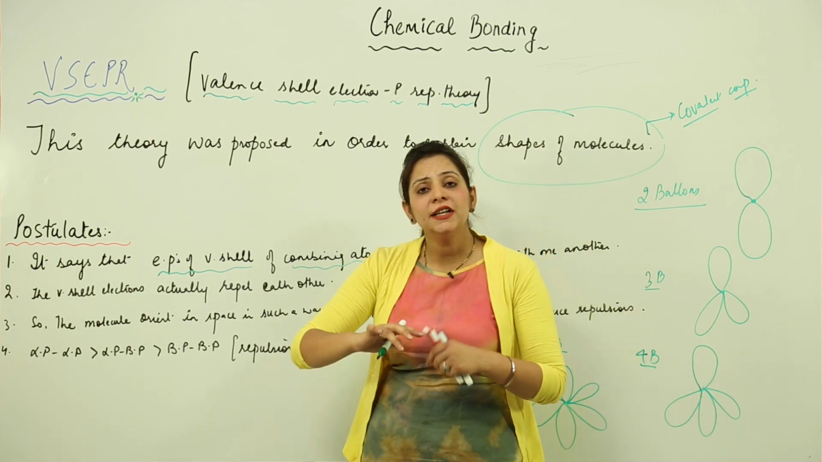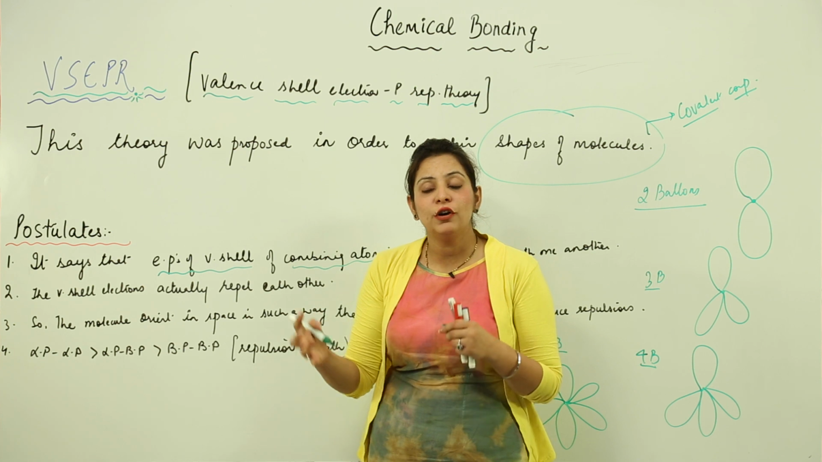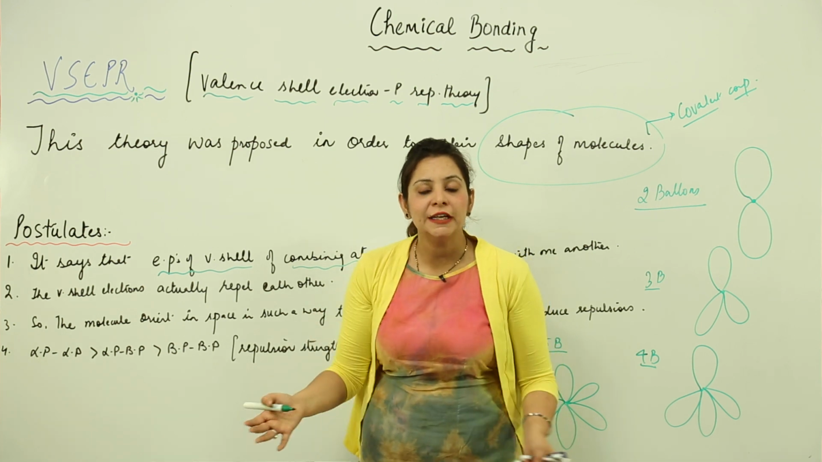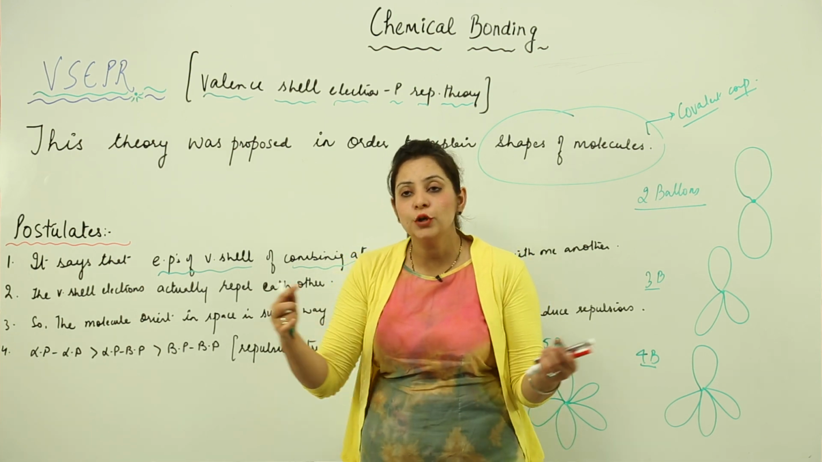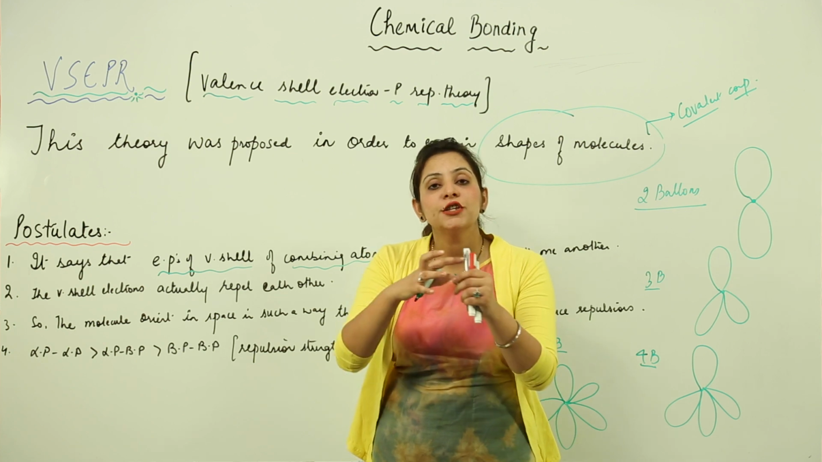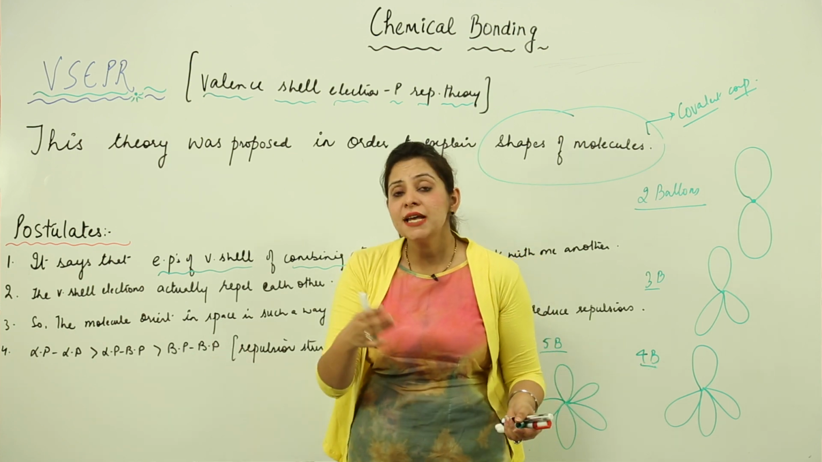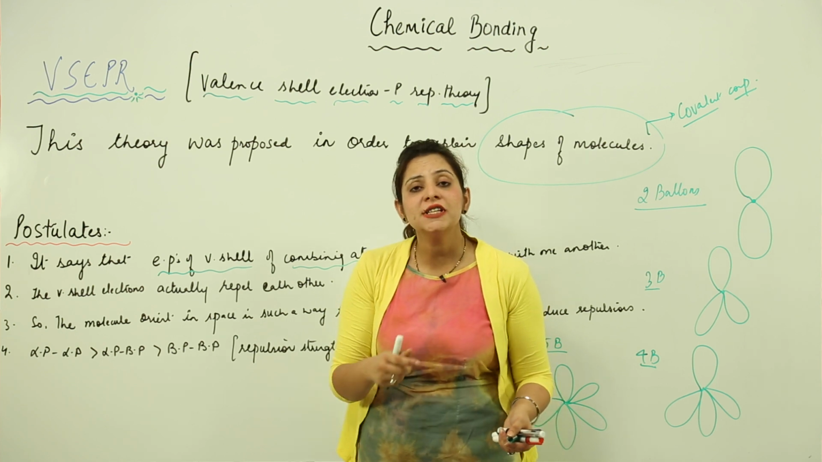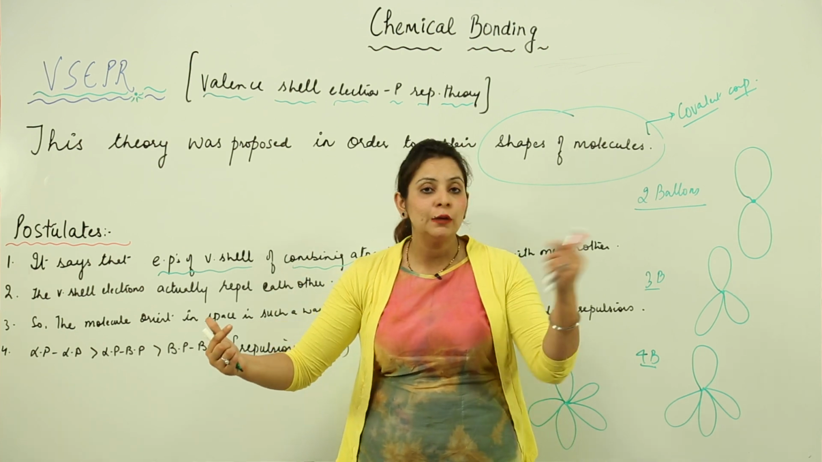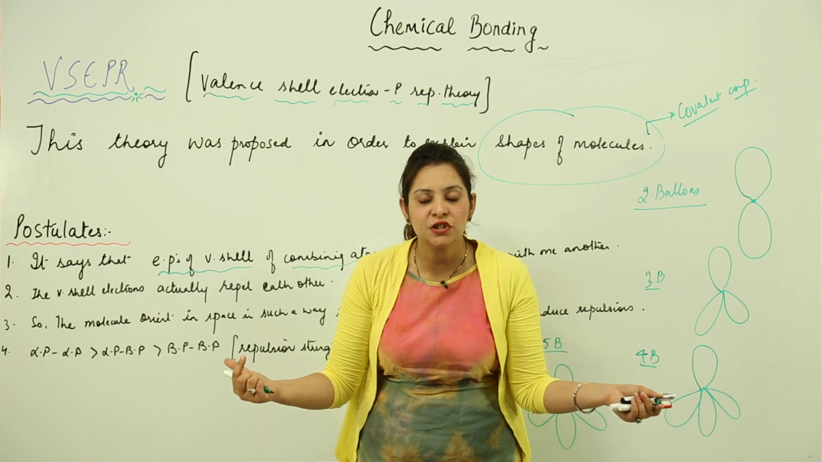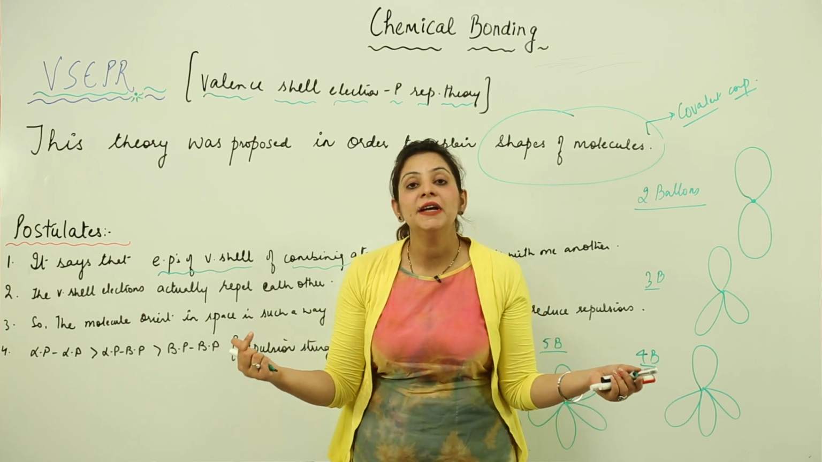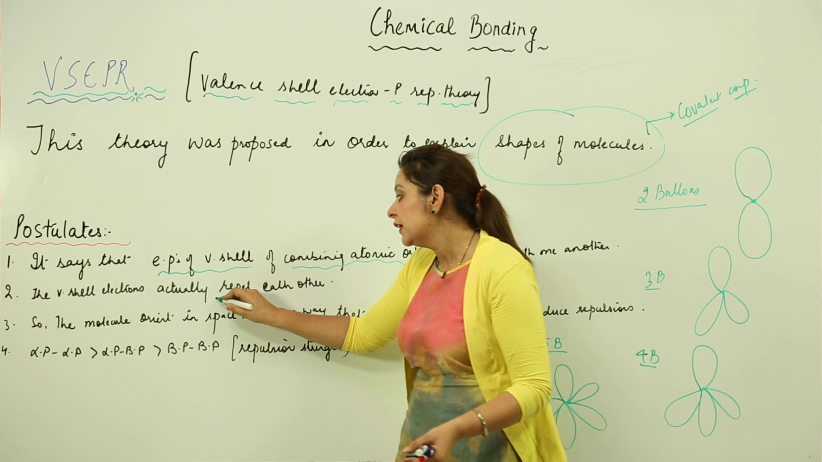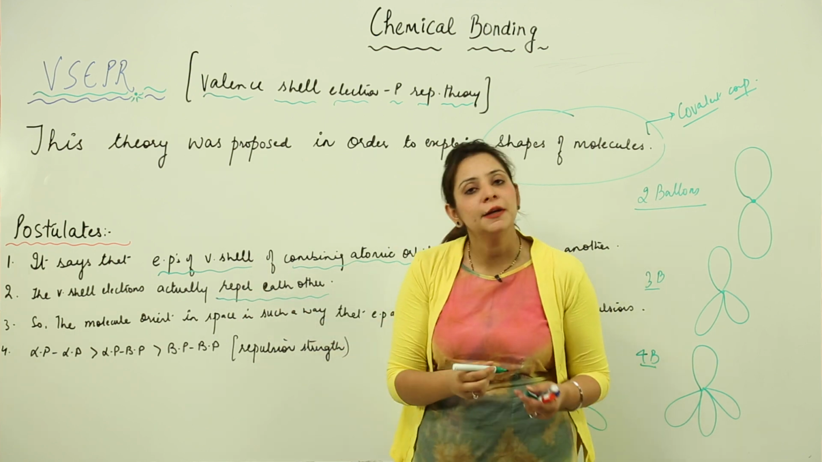Now what kind of interaction, attractive or repulsive? This must be striking in your mind: interaction means they either want to come closer to each other or move away from each other. As we know, same charges repel, so the electron pairs of one atomic orbital and the other must be of the same charge, that means both are negative. So obviously they will repel each other.